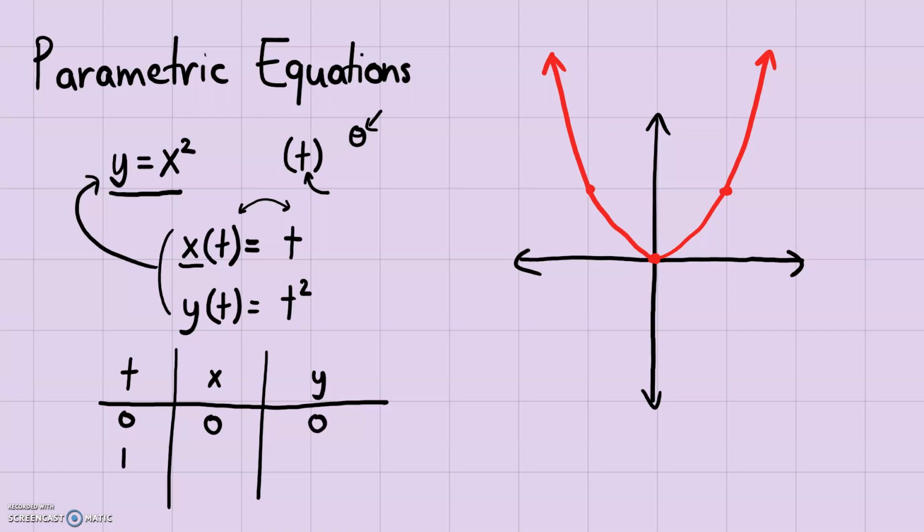When t equals 1, x is going to be 1 as well, because x is t, and y is going to be 1 squared, which is 1. When t is 2, x is going to be 2, and y is going to be 2 squared, which is 4. When t is 3, x is going to be 3, y is going to be 9. So the t's and the x's are the same in this case, but the y is the square of the t. And let's try and graph this.